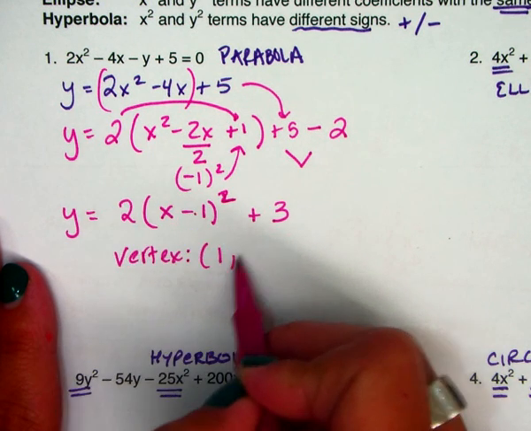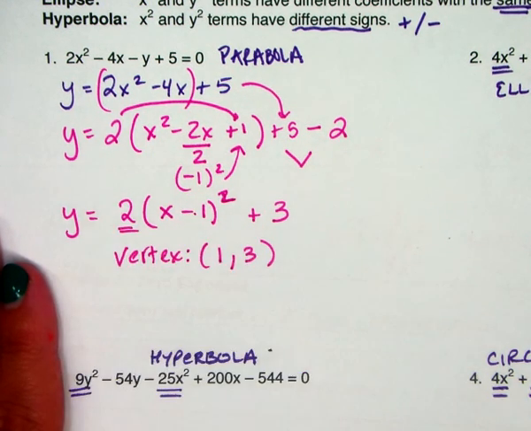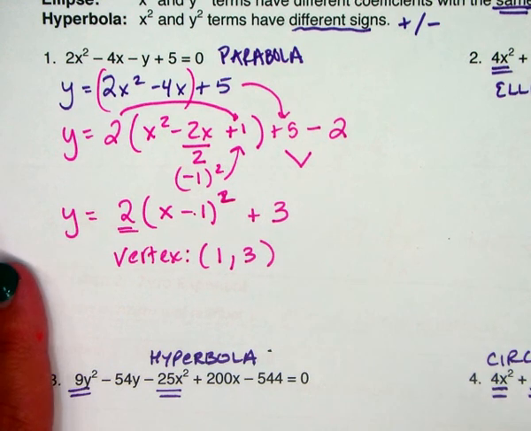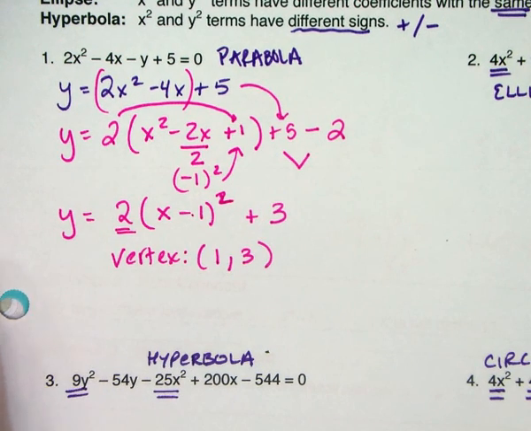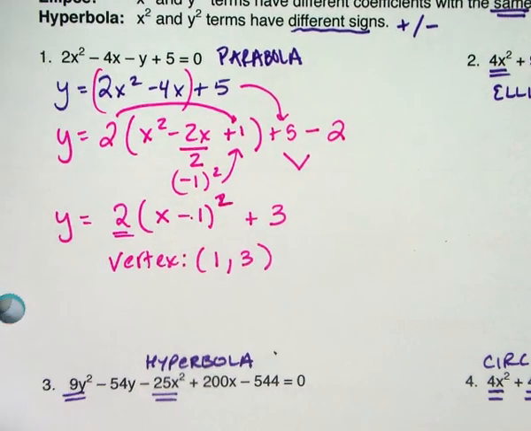Our vertex is positive 1, positive 3. We know that this opens up. It's a little skinny, and we're done. Okay, so you could easily graph that now. All right, let's go on to number 2.